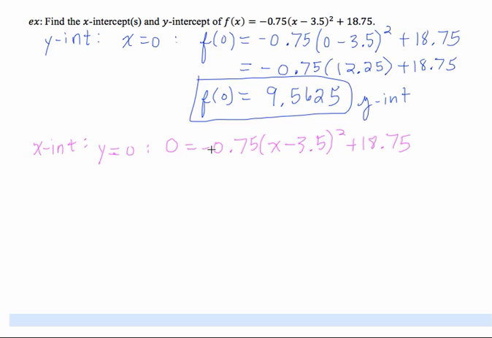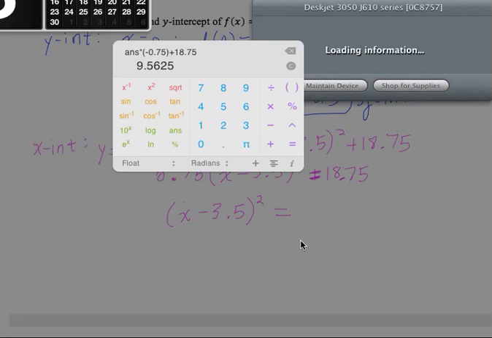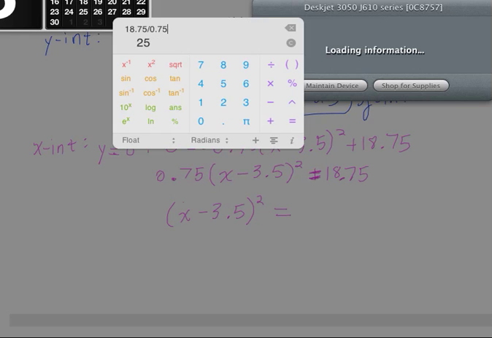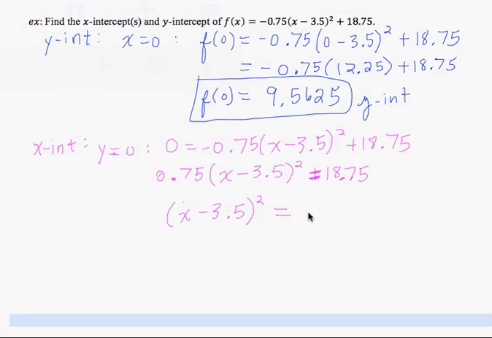So that's what I'm going to do, as opposed to expanding it all out and then trying to use the quadratic formula or something. So let's move this first term over to the other side to make it positive, to get 0.75 times x minus 3.5 squared equals 18.75. And then I could divide both sides by this coefficient 0.75 to get the x term by itself. So 18.75 divided by 0.75 is exactly 25. That's nice.